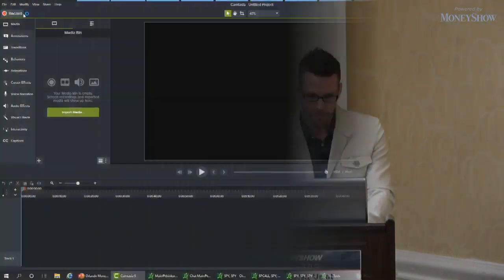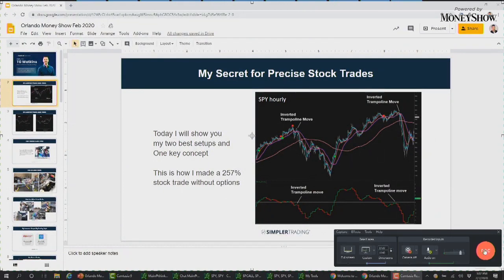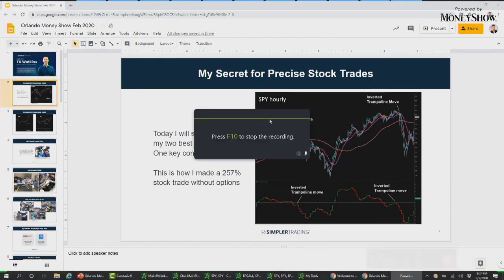Basically, this is how I was able to make the 250% trade using just stocks. What you'll see here, actually, let me get this running real quick because I need the cursor. All right, so that should work.